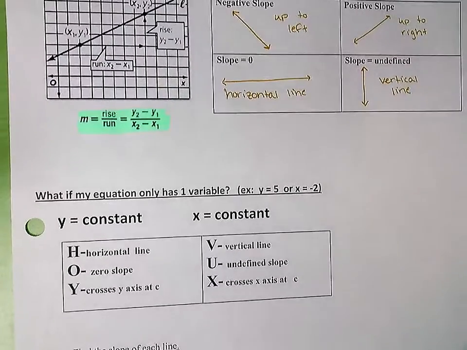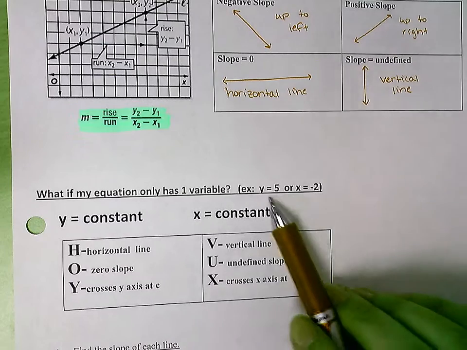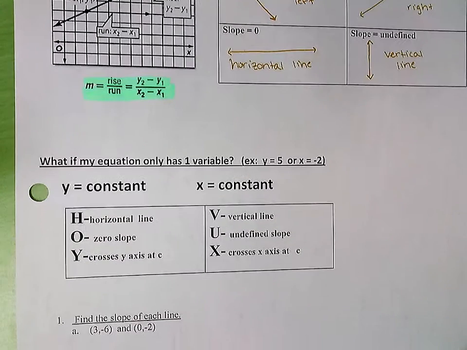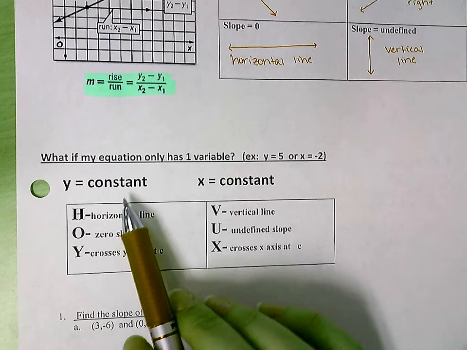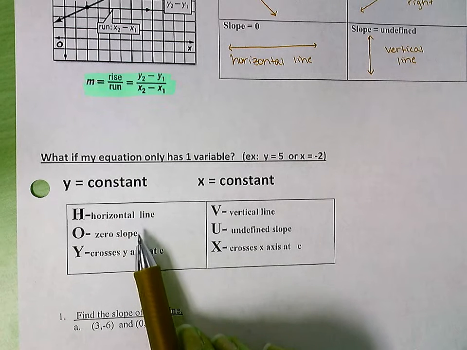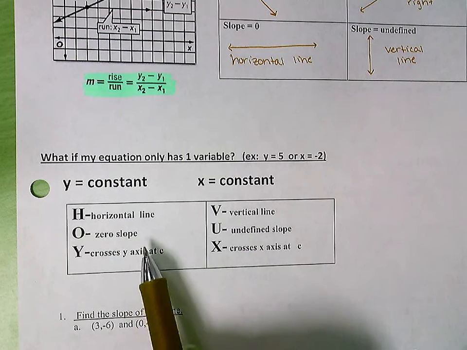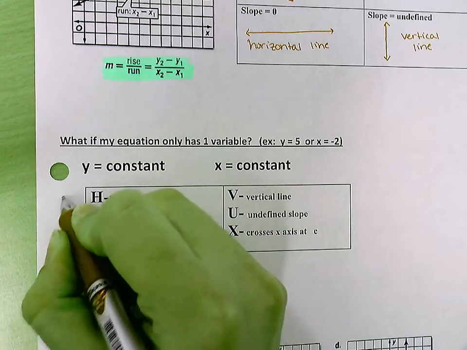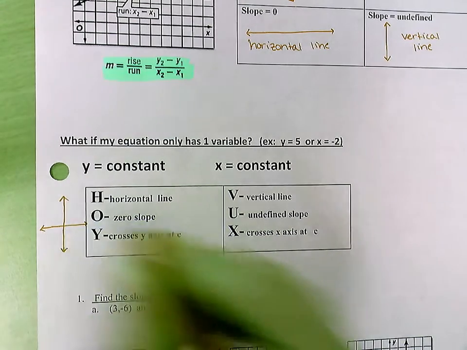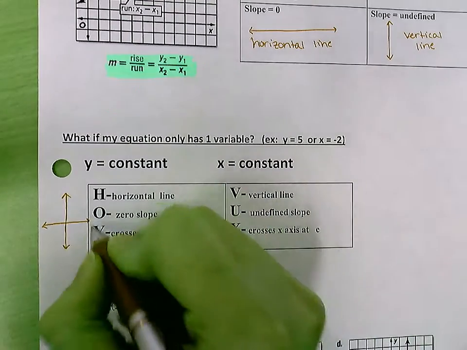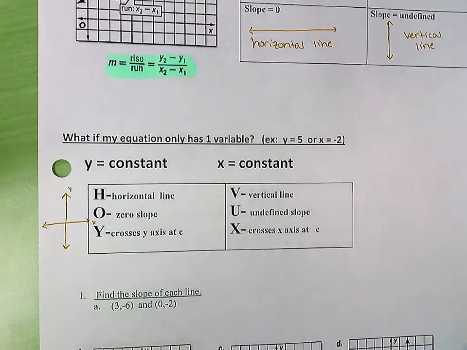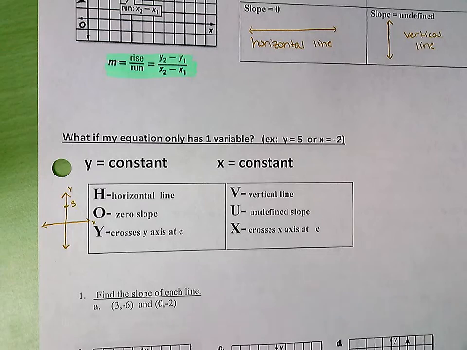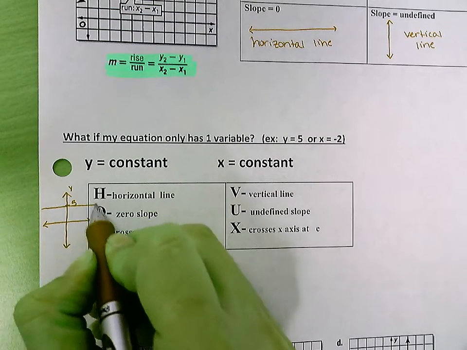Now, if your equation only has one variable, say y equals 5 or x equals negative 2. With y equals a constant, any number, you're going to have a horizontal line and a slope of 0. If you were to graph y equals 5, this would be your x-axis and your y-axis. You want to go up to where y is equal to 5, and that would be your horizontal line.